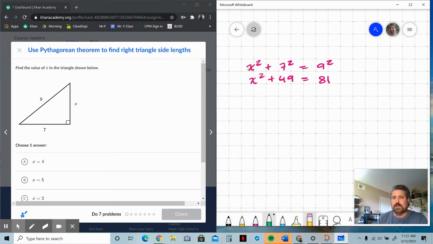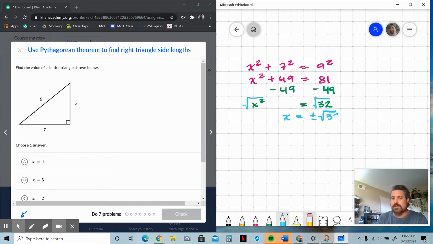Then you want to get the x squared by itself, so subtract 49 from both sides. And so x squared is now equal to 81 take away 49. It takes 1 to get to 50 and then 31 more to get to 81, so 31 plus 1 is 32. So x squared is equal to 32. Remember, you undo a square with the square root. So you take the square root of both sides, and you get x is equal to plus or minus the square root of 32.